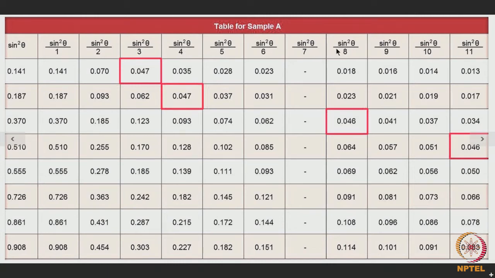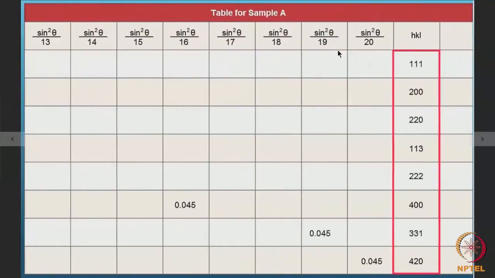Similarly, if we find for the third line, 8 will be the corresponding h square plus k square plus l square for line number 3. So, since it is 8, we can write h, k, l as 2, 2, 0, etc. So, in this way we can immediately write down the h, k, l values of the different lines.